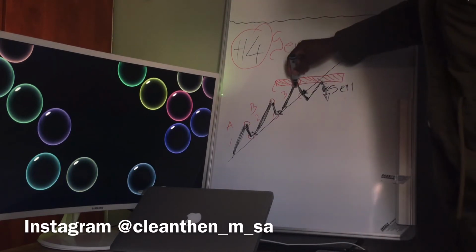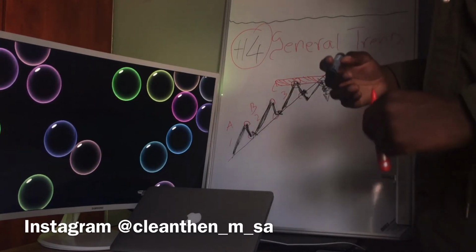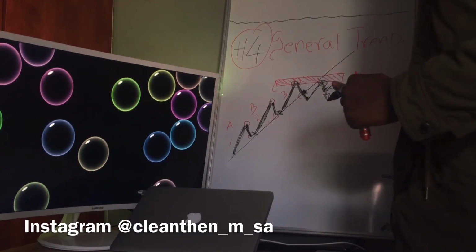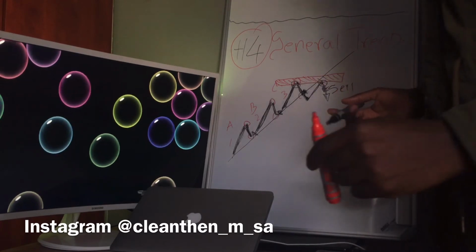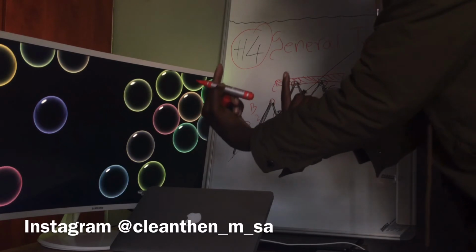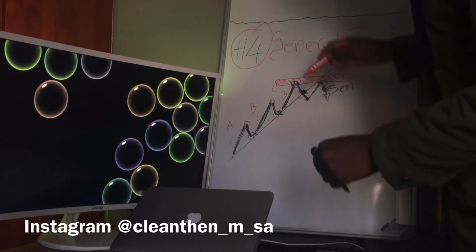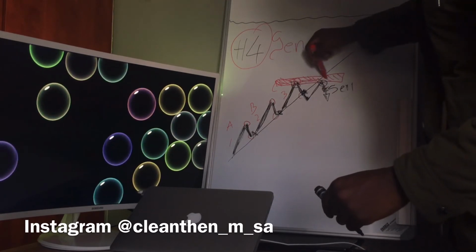After this double top, you can call it a double top, you can call it an M formation, you can call it whatever you want. But then you understand that these 2 points are almost at the same level. That is why there is this shaded area.